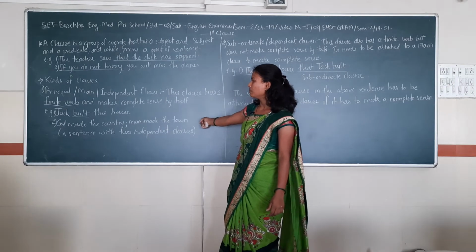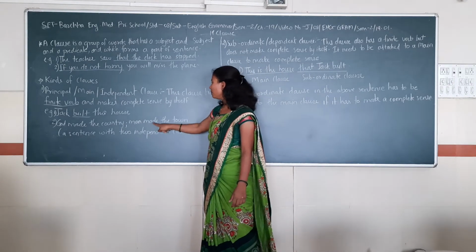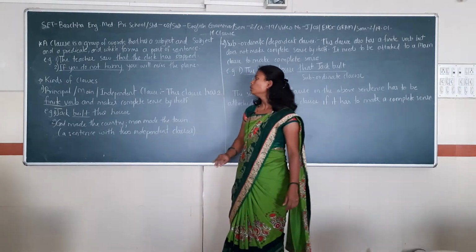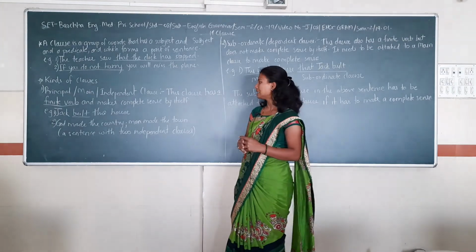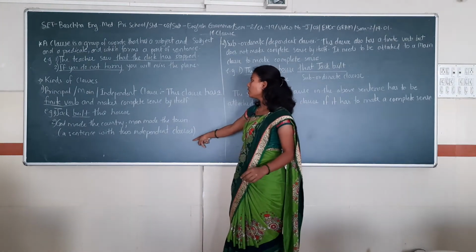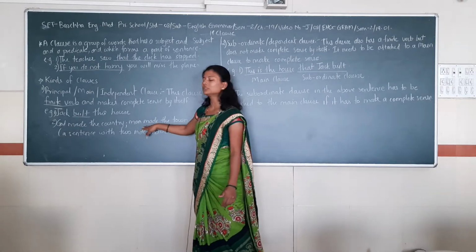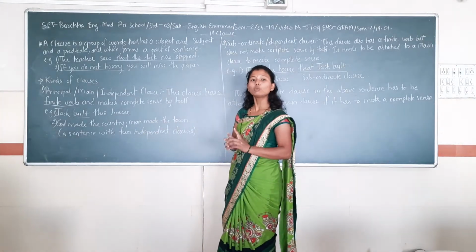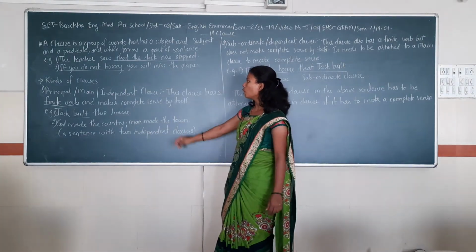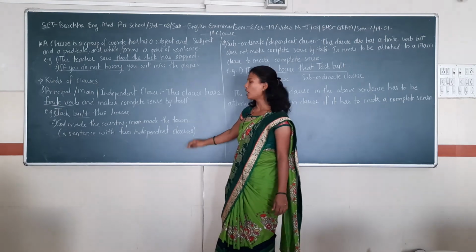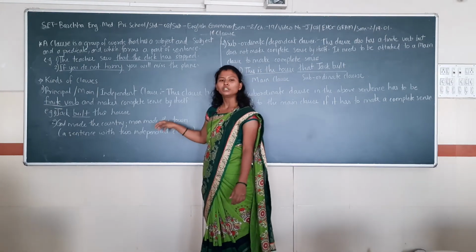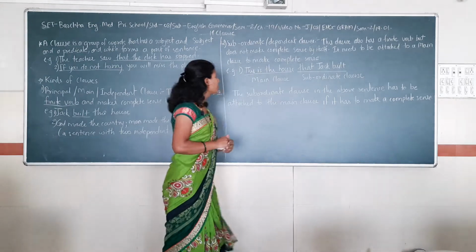See the second example: God made the country, man made the town. In this sentence there are two independent clauses because there are two sentences in one sentence. God made the country is one clause and man made the town is the other clause.